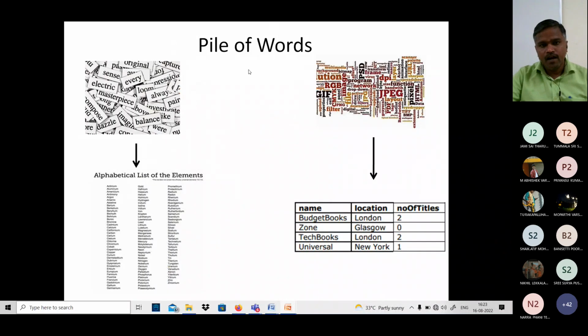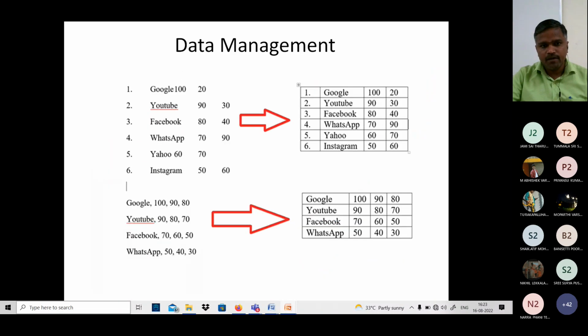Until now, I have given a books example and a words example. Now I am giving the data. Look here. When you are entering the data, this is one format. The data is arranged using some serial number, and arranged in a table structure. The second one has a different structure, also arranged in a table structure. So this is called data management, arranging the data in different formats.